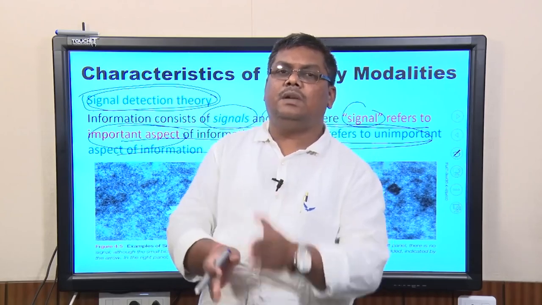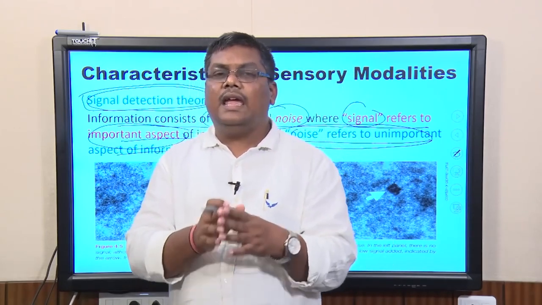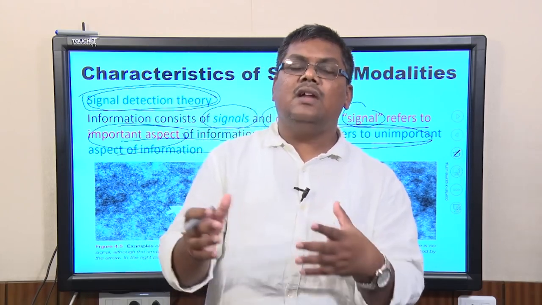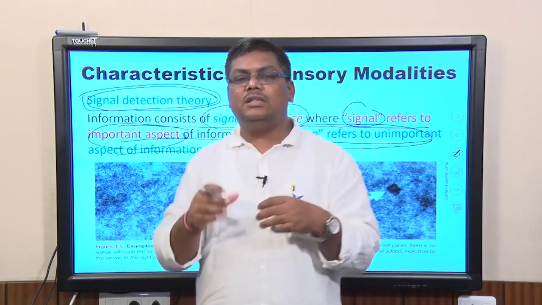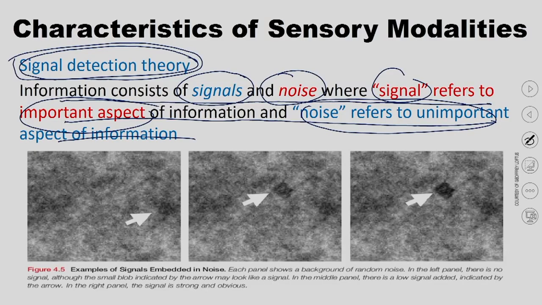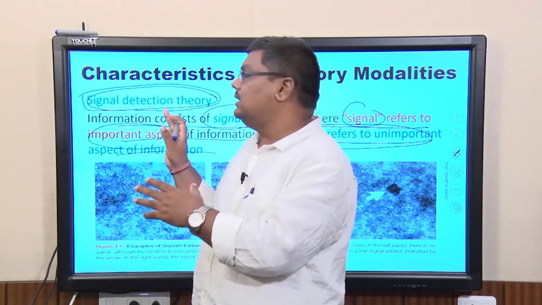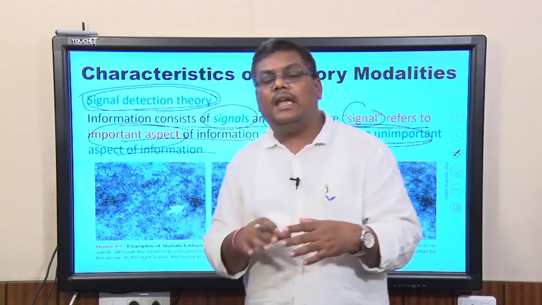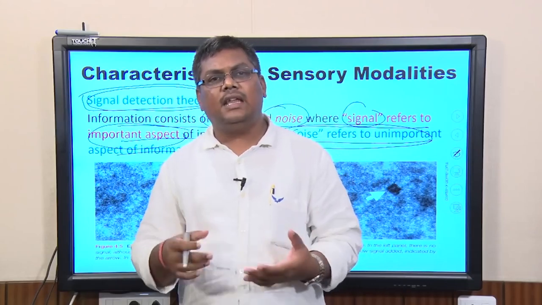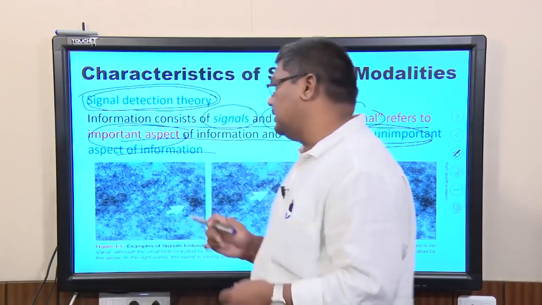So, how do you differentiate between the unimportant aspect and the important aspect is what signal detection theory does. It makes you understand the difference between these two things and how to make the difference. Since this is going to require some more time to understand, I will stop here and review what we did in this lecture, and in the next lecture I will continue with signal detection theory.